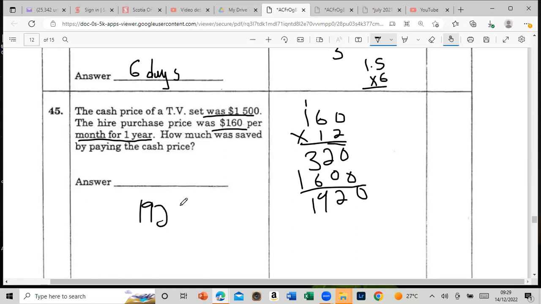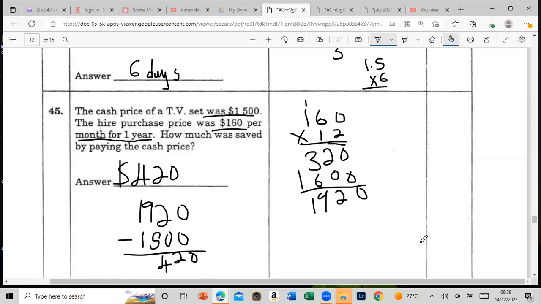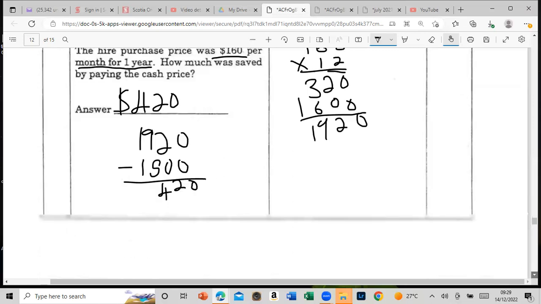But look what they ask for, how much did I save? If you buy cash, you have to pay only 1,500. So I have to subtract, right? 0, 2, 4. So if you buy cash, you save $420. Which is super awesome. So rich people are always richer, and the poor are always poorer.